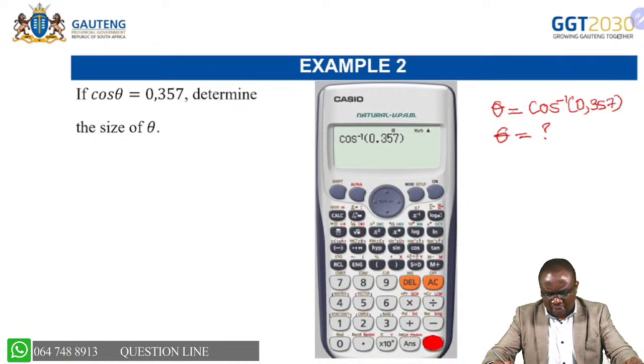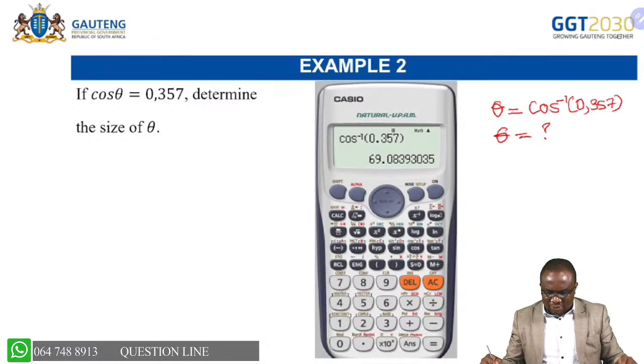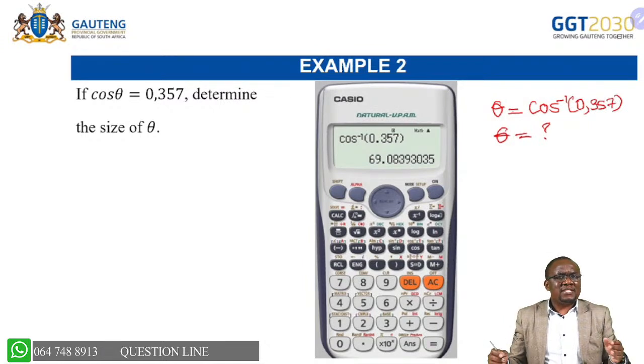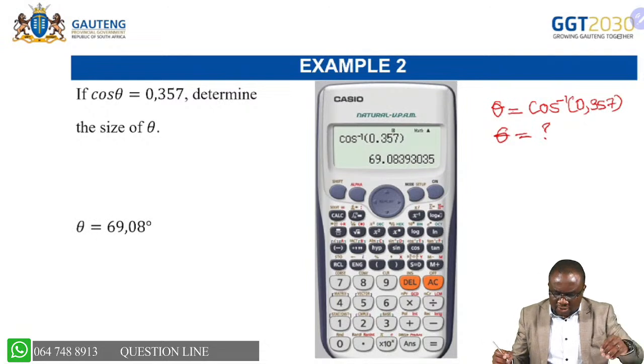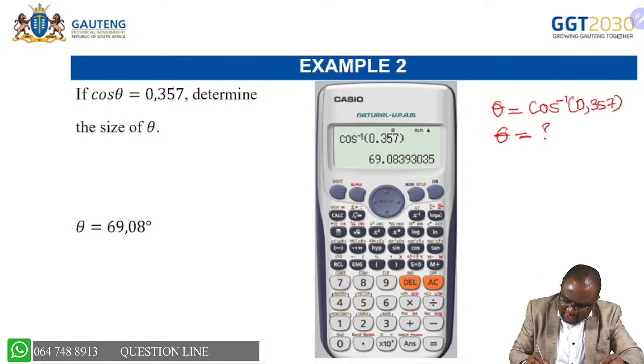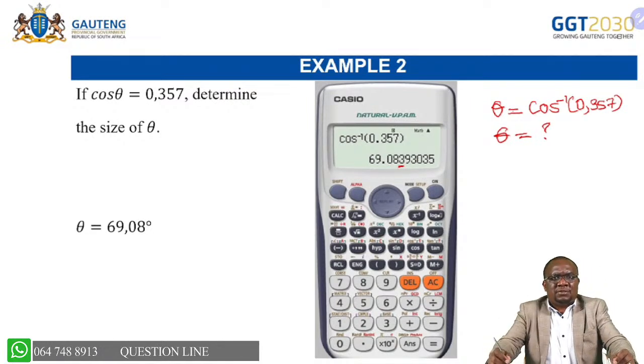Mine is still blank, but let me see. Yes, here. 69.08393035. This is our answer before rounding off. So we have to round off our answer. So it's 69.08 degrees, because of the 3 here, this 8 will not change. It will be 69.08 degrees.